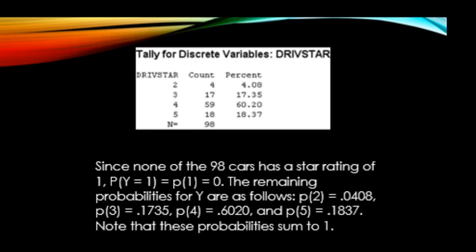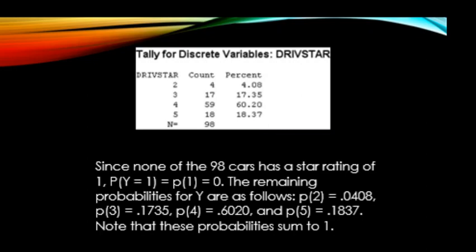Okay, so here is the star rating, the count, and the percentage. So this is like a frequency distribution. So the rating is 2, 3, 4, or 5. So there is no car with a rating of 1, so probability of 1 is just 0. Then for the rest, this is what we have. 4 cars, changed to percent, 4.08. For 3 stars, 17.35. 4 stars, 60.20. 5 stars, 18.37.